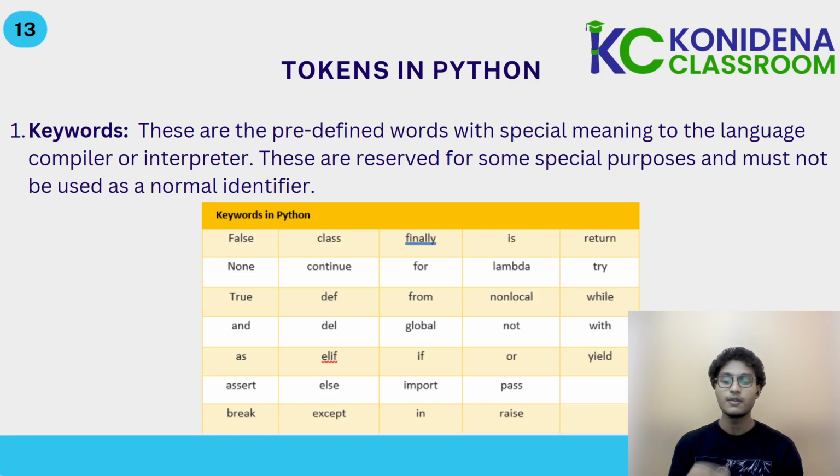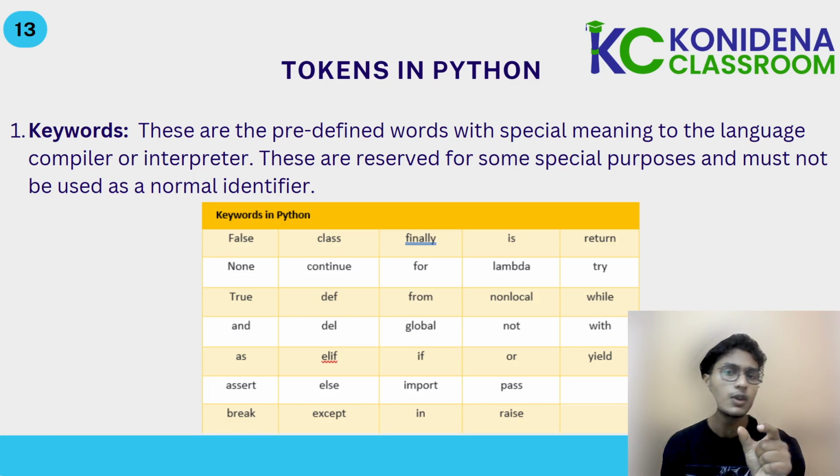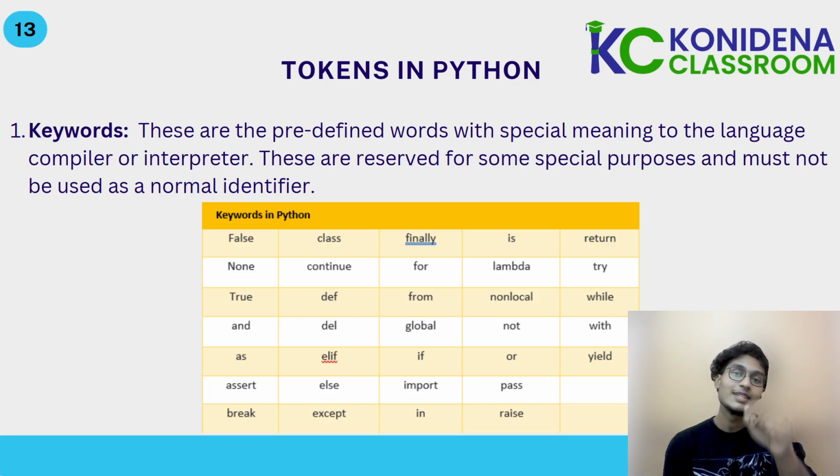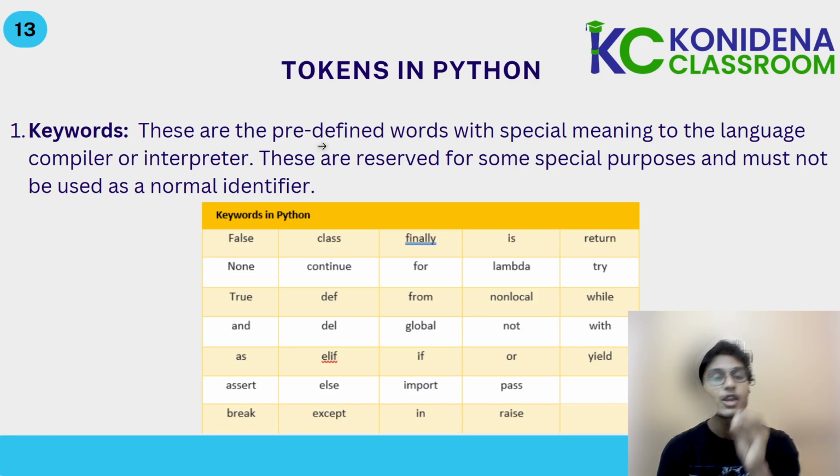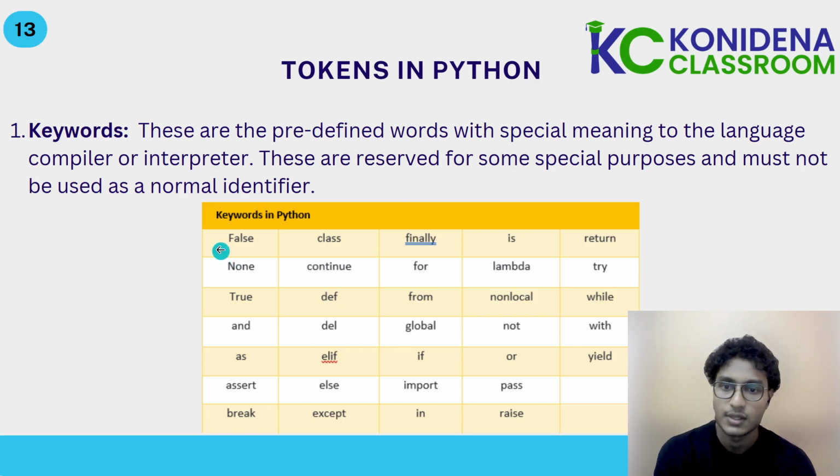Similarly, in Python, whenever we type some specific word, the computer should know, yeah, this is what he's trying to tell. Those are called keywords. Keywords are already predefined by those people who created Python. You can see these are the predefined words with special meanings to the language. There are many keywords like this. There is False, there is class, all these things.